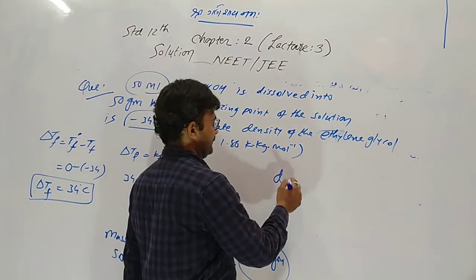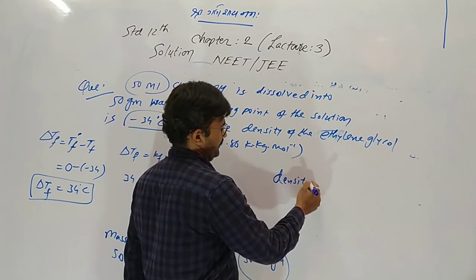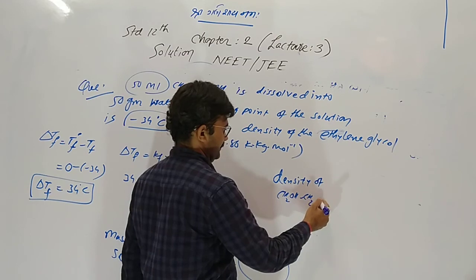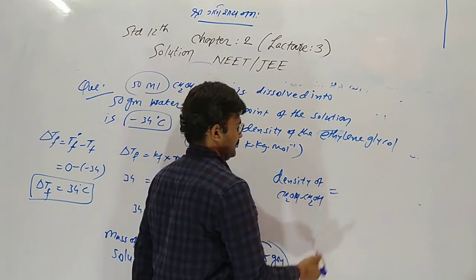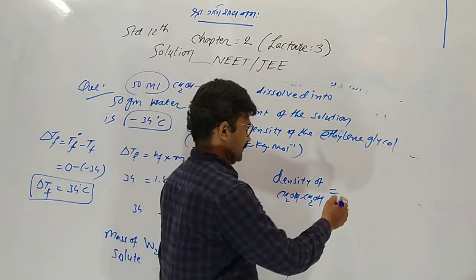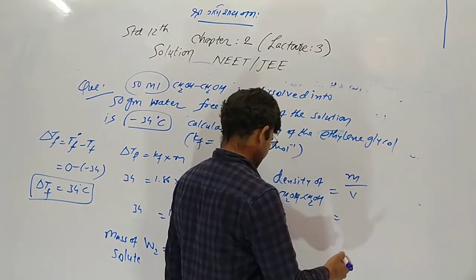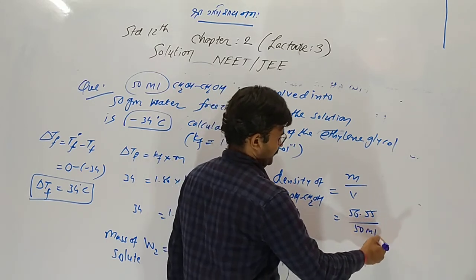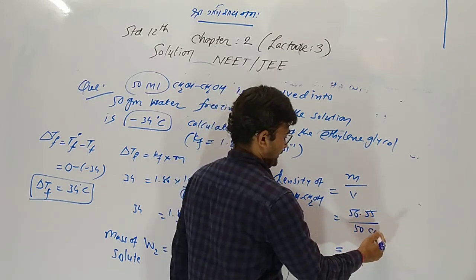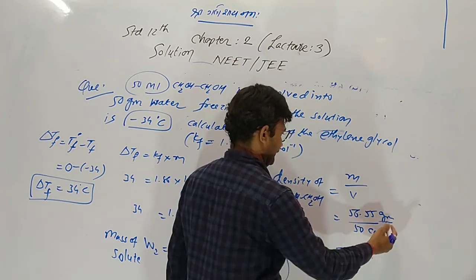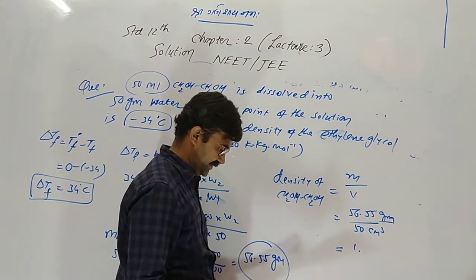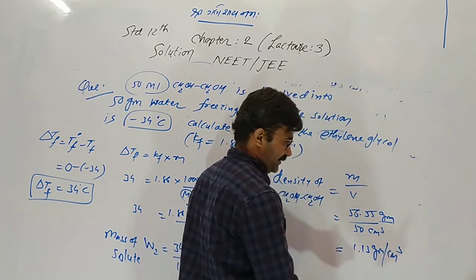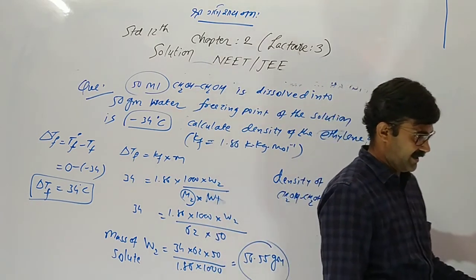So the density of ethylene glycol is equal to mass upon volume. So here mass is 56.55, volume is 50 milli, in centimeter cube, gram per centimeter cube. The answer comes to 1.13 gram per centimeter cube.